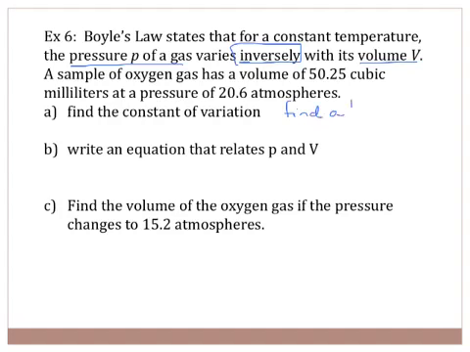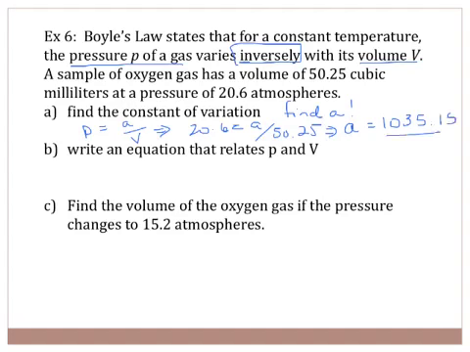So inverse means we're going to have pressure equals A divided by volume. And we're going to solve and plug in 20.6 equals A divided by 50.25. My period's in the wrong place. So A is the constant, and it is 1035.15. No units with your constant.